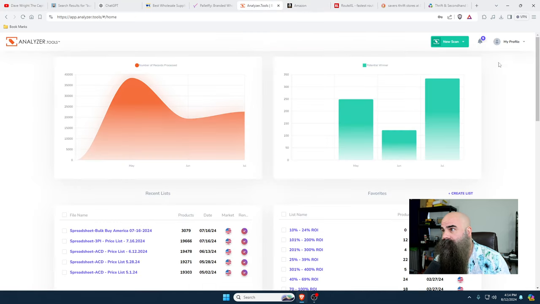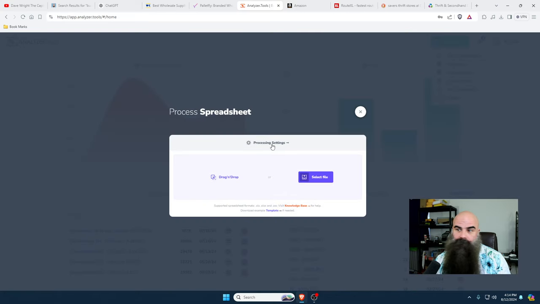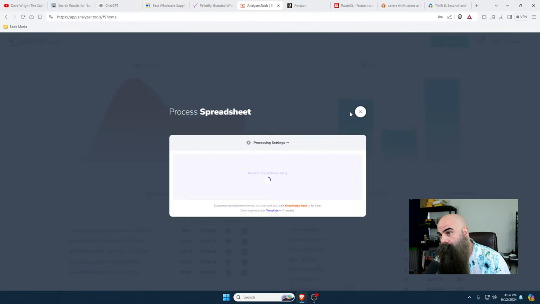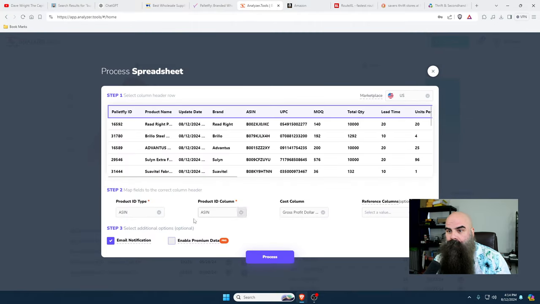But so here's the Analyzer Tool. You sign in at this top corner, hit new scan, and process a spreadsheet. You can either drag and drop it here or select it. So we're going to select from my desktop the spreadsheet that we just worked with. All right, here we go.